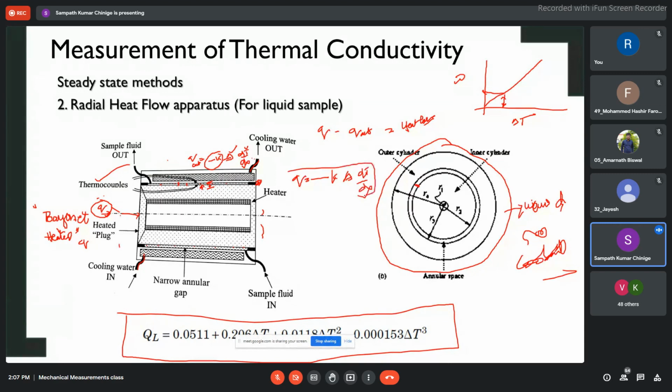So for this radial heat flow apparatus, one of the most important things is your calibration. Clear? Any doubts?